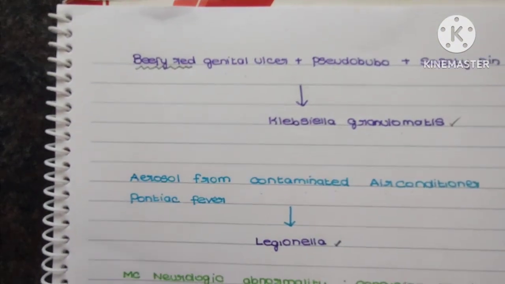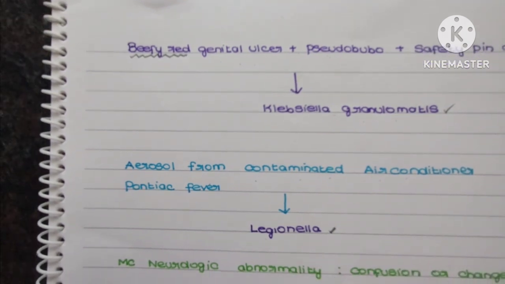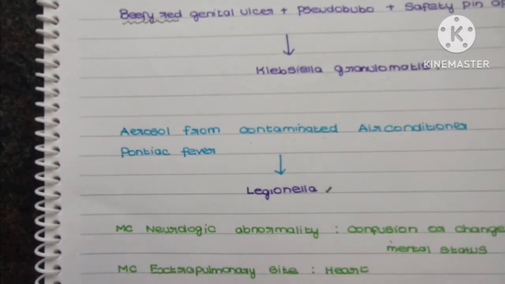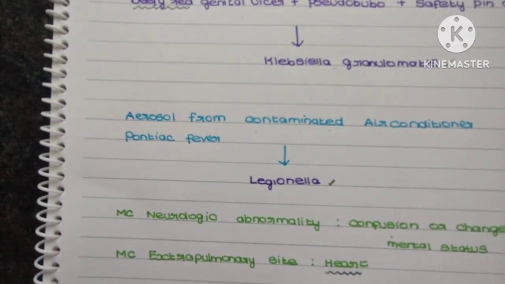So the most common neurological abnormality in Legionellosis is confusion, or a change in mental status. Second, the most common extrapulmonary site involved in Legionellosis is the heart. So this ends part 1 of the clinical words, or the clinical hints.